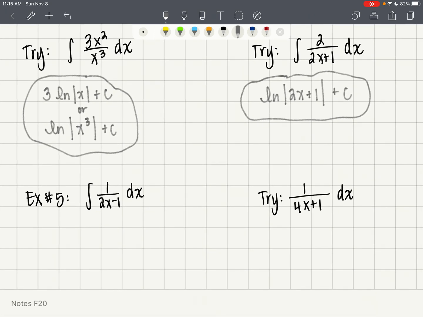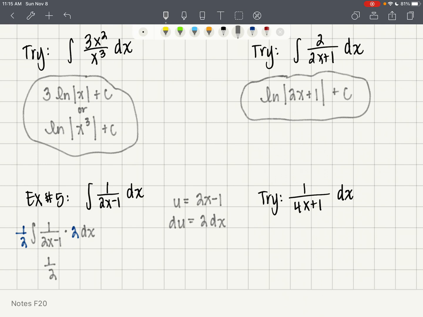Okay, example number 5, the integral of 1 over 2x minus 1 dx. So here is where our u substitution requires us to be a little bit more creative with our constants. So du is equal to 2 dx, but you can see that we don't have that 2 dx, we only have 1 dx. So we'll have to rewrite this as the integral of 1 over 2x minus 1. And then we have that dx, but we need 2 dx. So we multiply the inside by 2, the outside of the integral by 1/2.